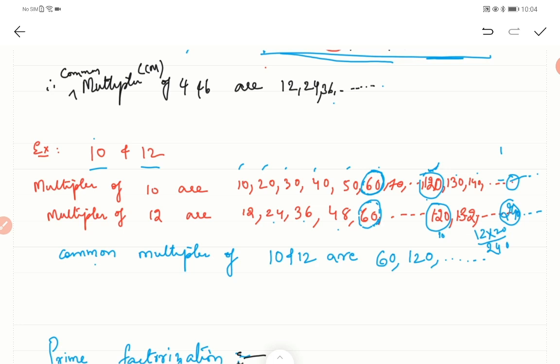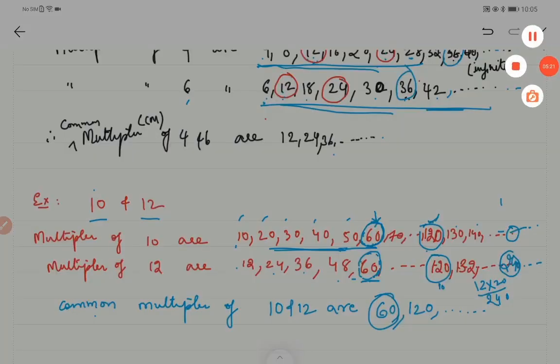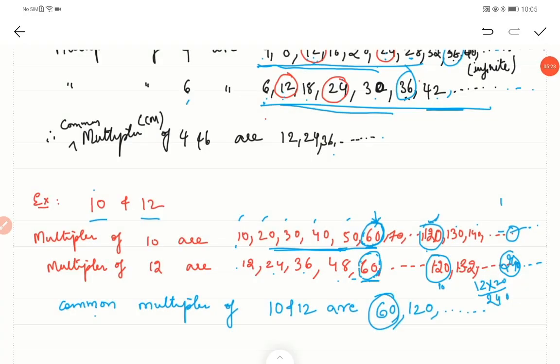All right, so the least common multiple is 60. Less than this 60, you don't have common multiples between them, isn't it? The first common multiple was 60, so that is why you call 60 the least common multiple. All right, I hope this is clear to everyone: how to take common factors and how to take common multiples.